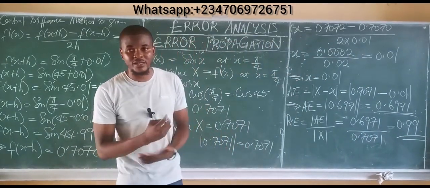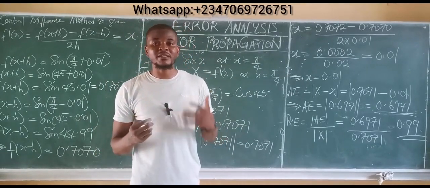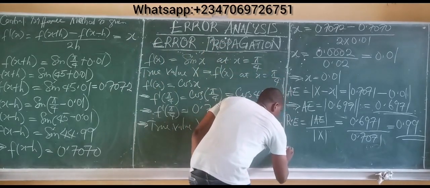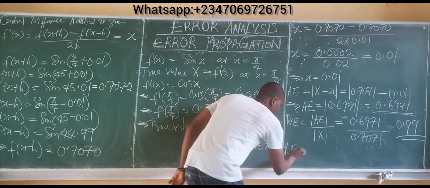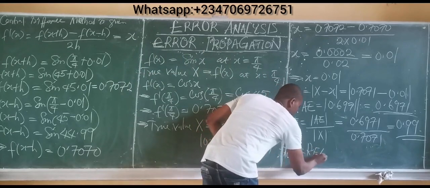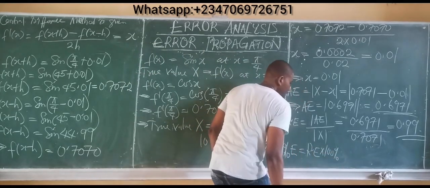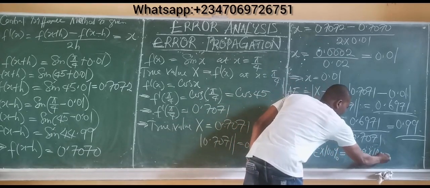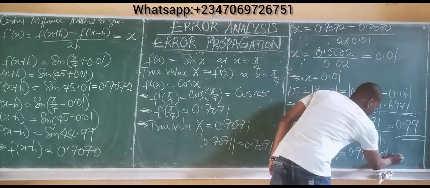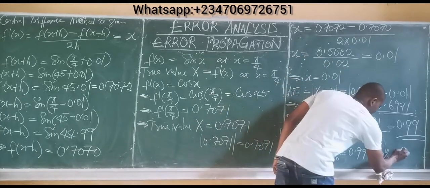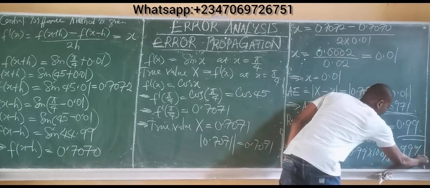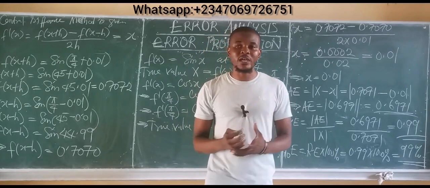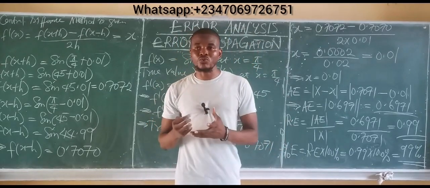Finally, we calculate our percentage error. Percentage error is obtained by multiplying the relative error by 100%. So our percentage error is equal to the relative error times 100%, which is 0.99 multiplied by 100%, and as such our percentage error is simply 99%. Okay, so that's how you calculate the relative error, absolute error, and percentage error using those two questions.